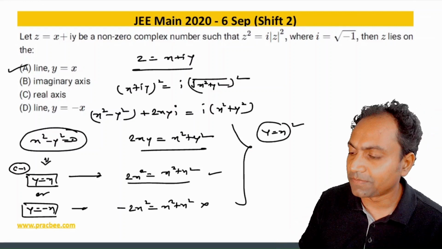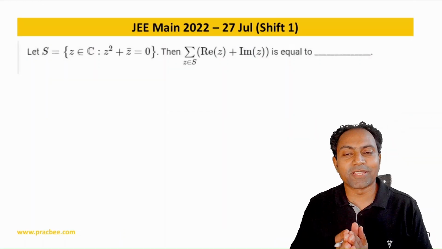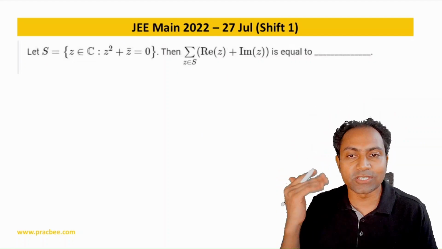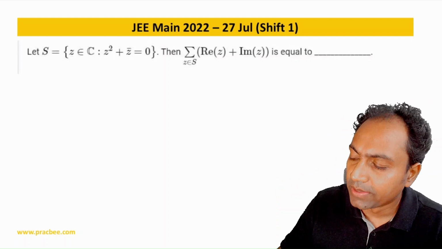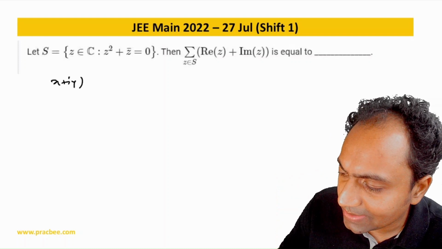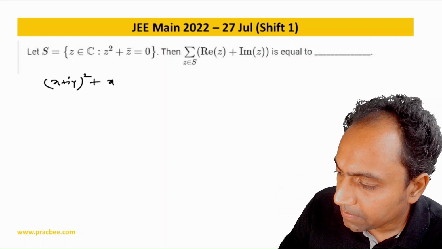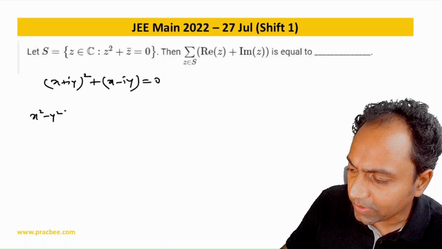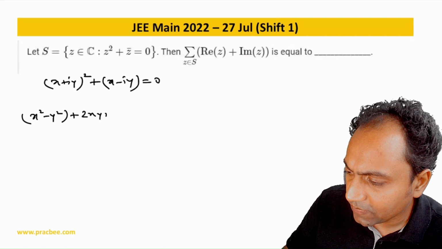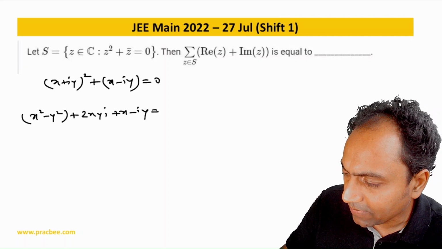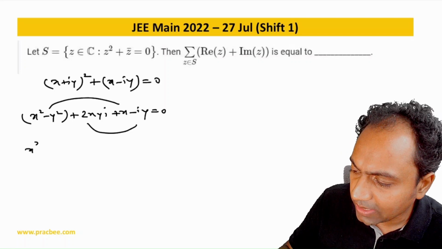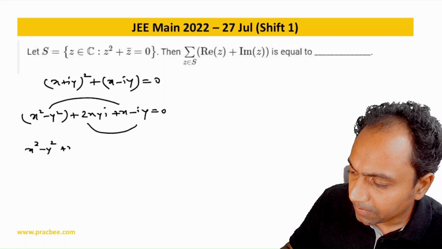That is option A. Now let us look into another question that was asked in 2022. Now you can see that it is almost the same question, just that with the summation concept they have added one more layer to it. So if I put it here, then (x plus iy) whole square plus x minus iy will be equal to 0. If I simplify, x square minus y square plus 2xyi plus x minus iy will be equal to 0. If I look into my real part and imaginary part, it becomes x square minus y square plus x equal to 0.